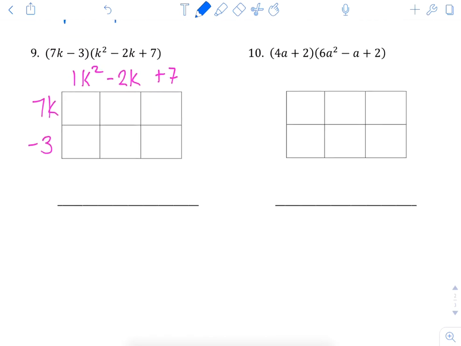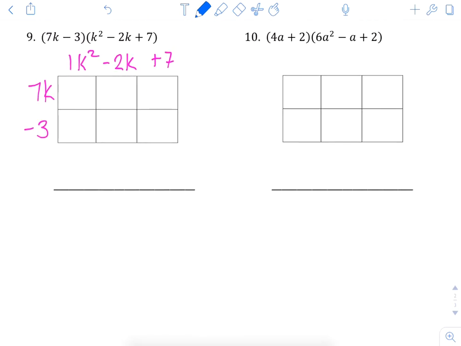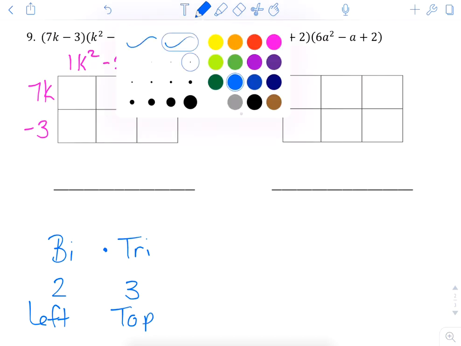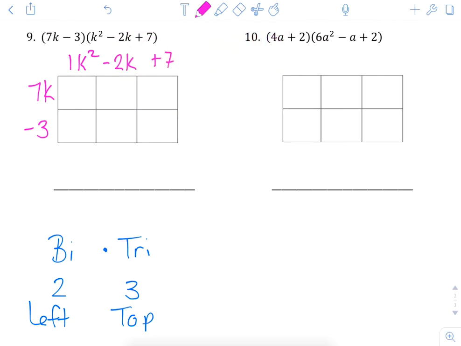Okay. Problems 9 and 10 is a binomial times a trinomial, which is 3. So we're going to make the boxes 2 on the left and 3 on the top. So I did my labels on that first problem. Let's do it on the second one also. I'm going to put the 4a and the plus 2 on the left side, the 6a squared, the minus 1a, and the plus 2 on top.